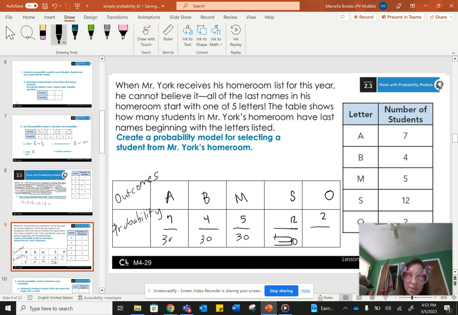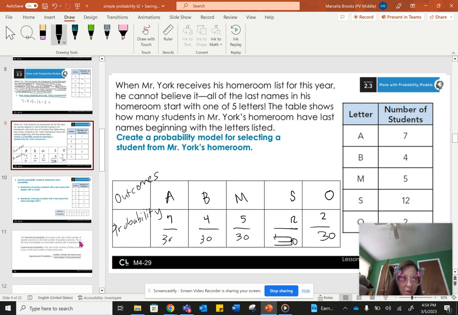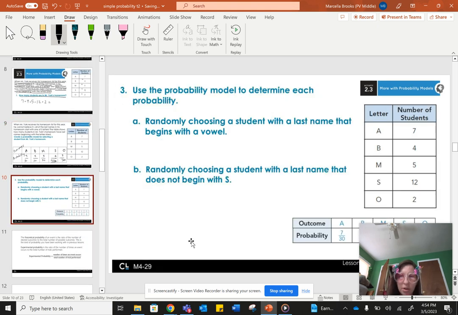That's a 3. I know it doesn't look like a 3. It's just a really wacky 3. So picking an A would be 7 out of 30. Picking a B would be 4 out of 30. M, 5 out of 30. S, 12 out of 30. And O, 2 out of 30. Not 2 out of 3. So you guys constructed a probability model, and now you're going to answer questions about it.